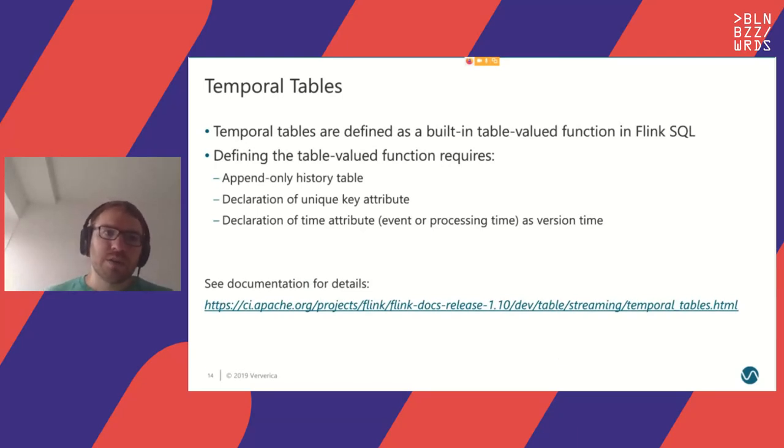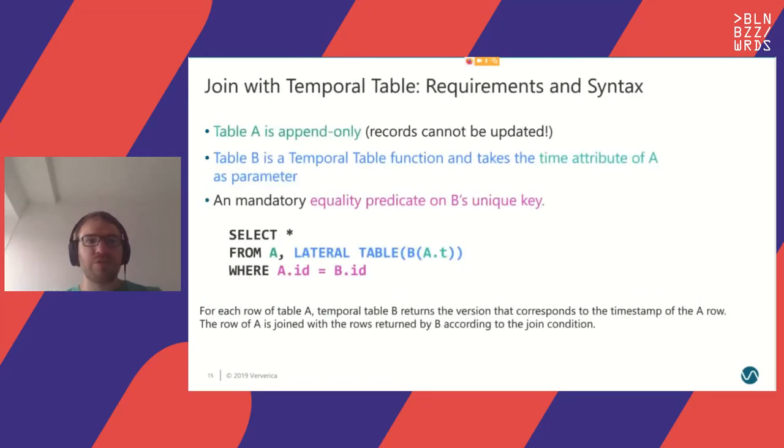In Flink SQL, we model these temporal tables as a table valued function that needs to be defined on the history table. And this is basically what we also did in the exercise with this driver changes table. The driver changes table is the history table, and on this we defined this built-in function that can be used to access different fields. I think that's probably all a little bit abstract, but let's have a look at how this looks in SQL.